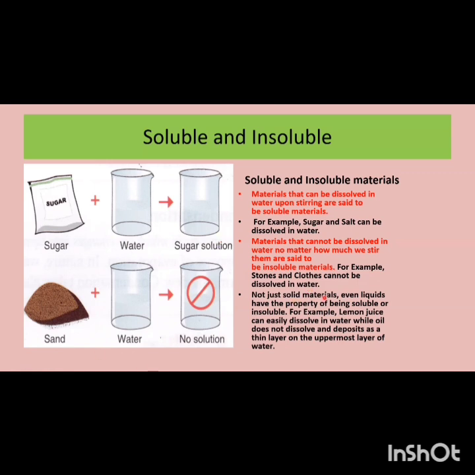Not just solid materials, even liquids have the property of being soluble or insoluble. For example, lemon juice can easily dissolve in water, while oil does not dissolve and deposits as a thin layer on the uppermost layer of water. So you can see sugar plus water makes sugar solution. Sand does not dissolve in water, no solution.